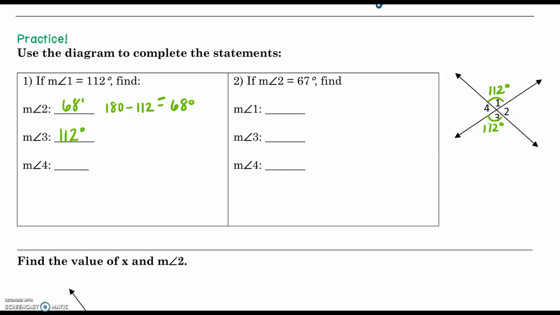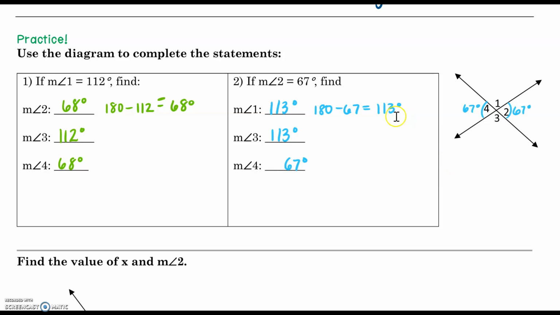So to find the measure of angle 2, I can do 180 minus 112, and I get 68 degrees. So the measure of angle 2 is 68 degrees, and then the measure of angle 2 and the measure of angle 4 are congruent because they are vertical angles, so I know the measure of angle 4 is also 68 degrees. Pause the video and try number 2 on your own.